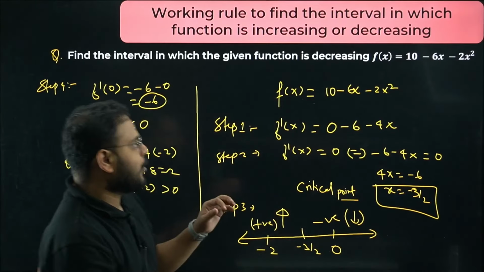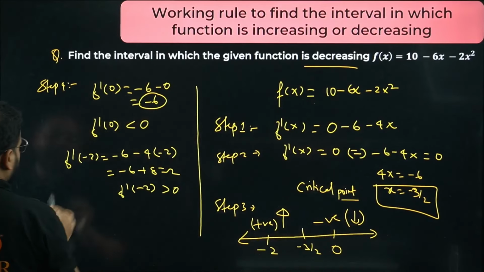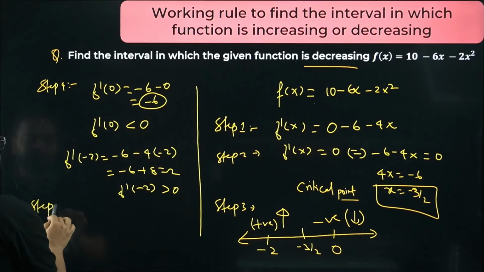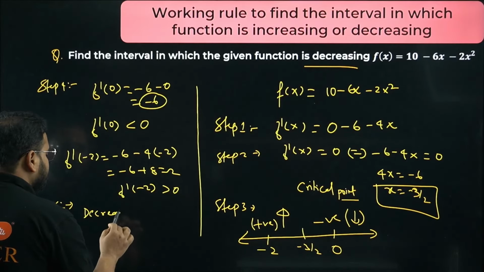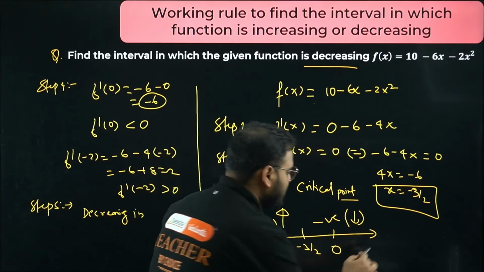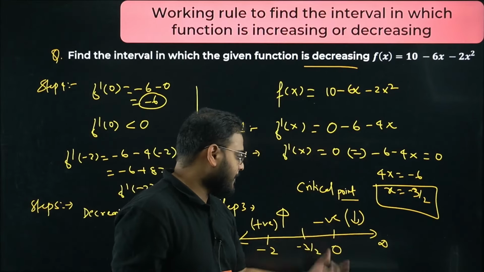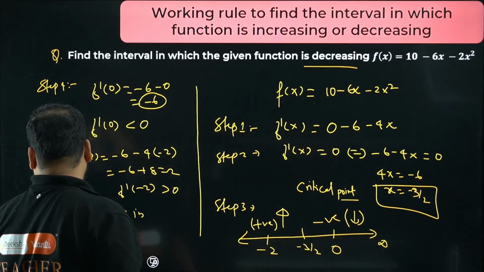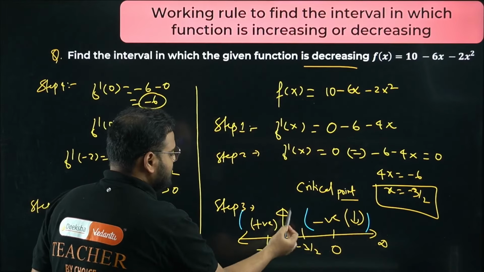What are we looking for? Only decreasing. So we'll look for that interval, where our answer will be. Step 5, write your interval. So decreasing in where? From minus 3 by 2 to infinity. On this side, right? If you go on this side, it's negative, no? This side is negative, sir. Please check. Please have a look. This side is negative, sir, whereas this side is positive.